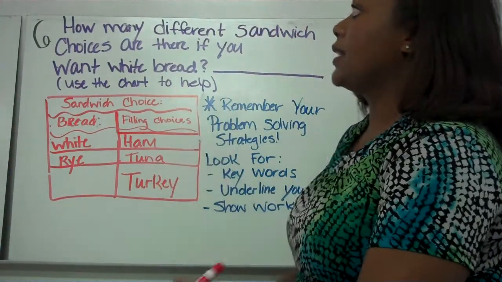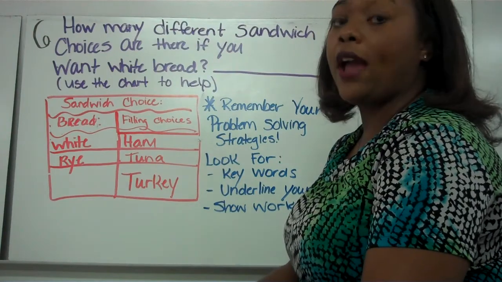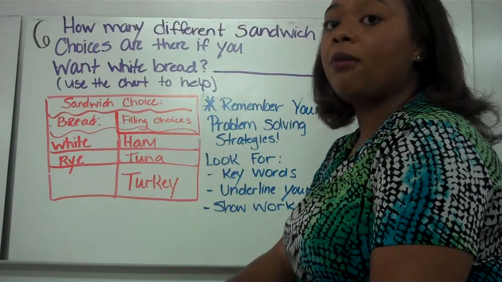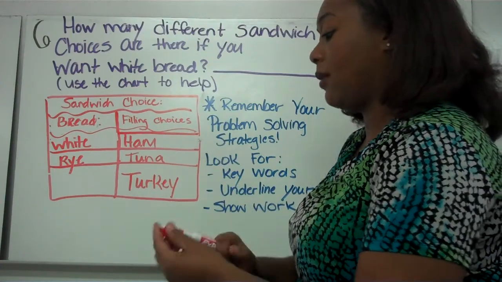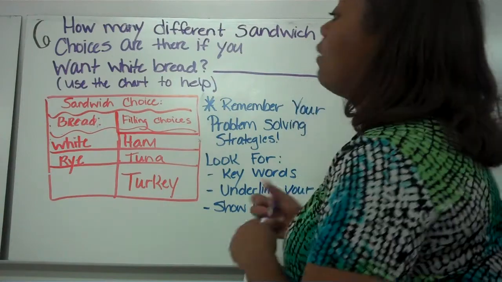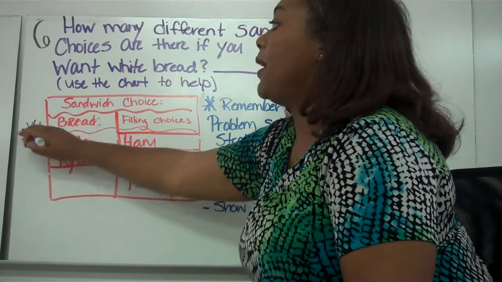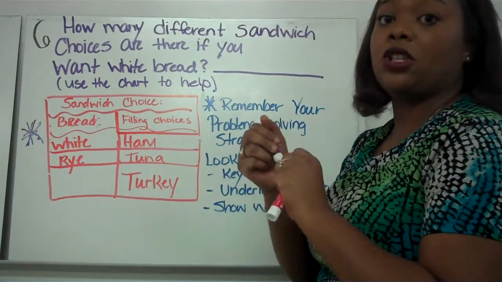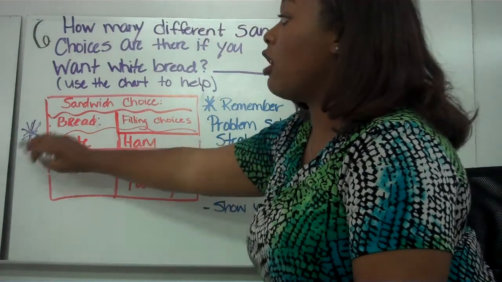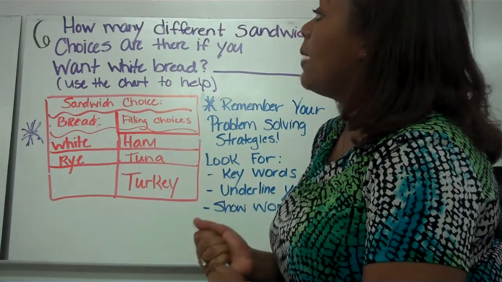Now let's look at number 6. It says, how many different sandwich choices are there if you want white bread? Use the chart to help. Now when you're doing problem solving, if you see a picture on a problem, I want you to look at it. Because in math, most of the time, if there's a picture there, it has information that you're going to need to help you solve the word problem. So if you see a picture, always star it so that I know that you looked at the picture to see if there's any information you may need.